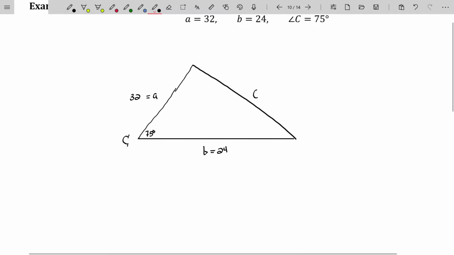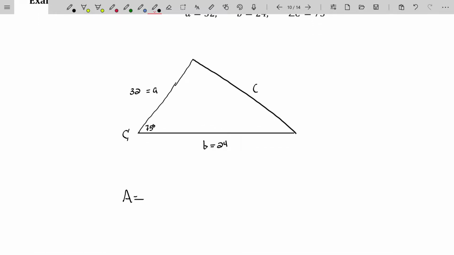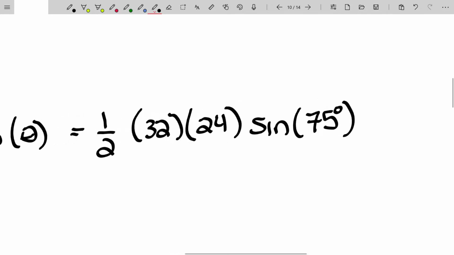Having done that, I can use the area formula. The area of this triangle is just 1/2 AB sine of the angle between A and B. And that'll be 1/2. A is 32, B is 24, and sine of the angle between them, which is 75 degrees. And of course, because I do not know offhand the sine of 75 degrees, actually, you know what? If you're going through and watching my lectures in order, let's do this. Let's do this without a calculator, because you totally can.